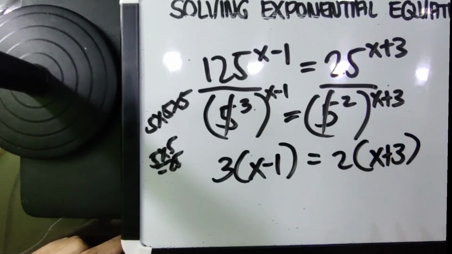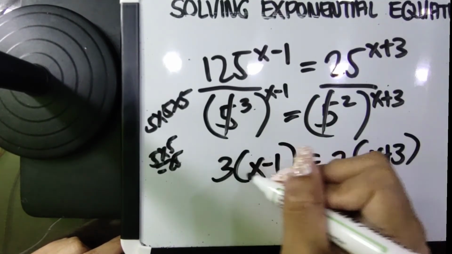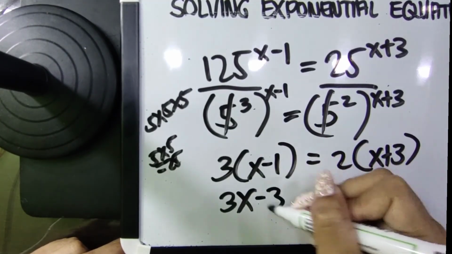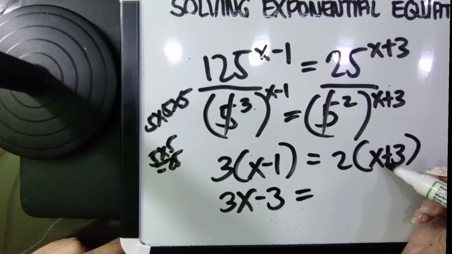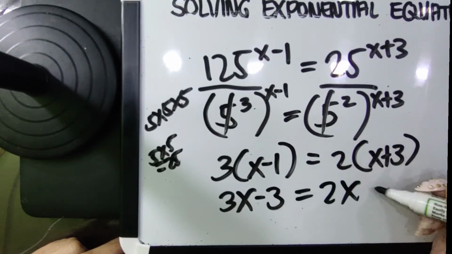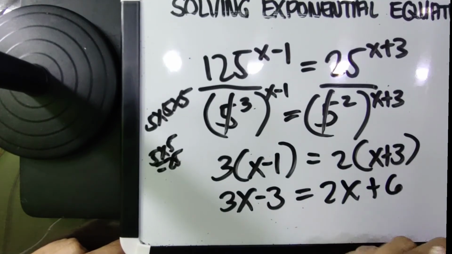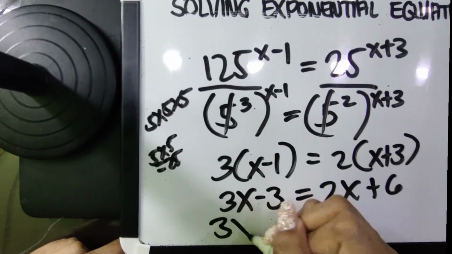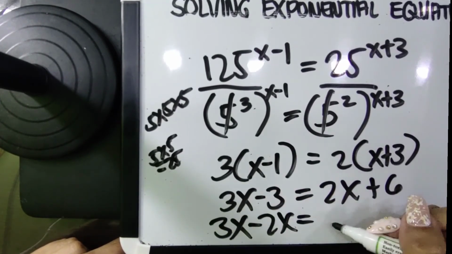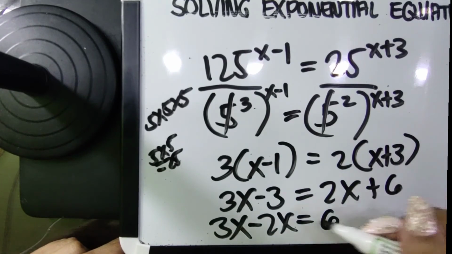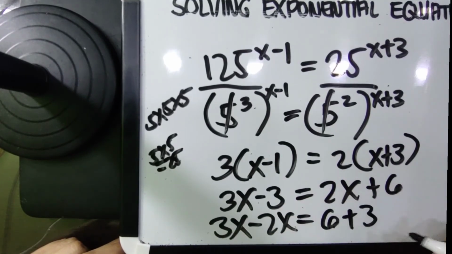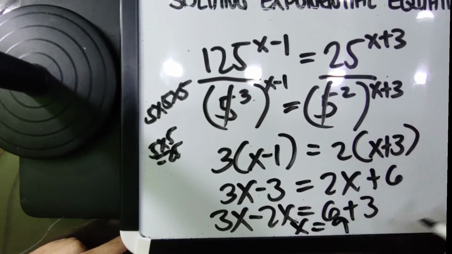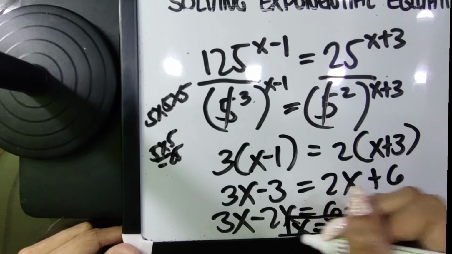So, the next step is distribute. 3 times x is 3x. 3 times 1 equals negative 3, is equal to 2 times x, which is 2x. 2 times 3 is plus 6. So, the next step is transfer the variable with positive 2. So, 3x minus 2x is equal to 6. So, transfer also the negative 3 to the right side, plus 3. So, 3x minus 2x is equal to x is equal to 9. So our final answer is x is equal to 9.